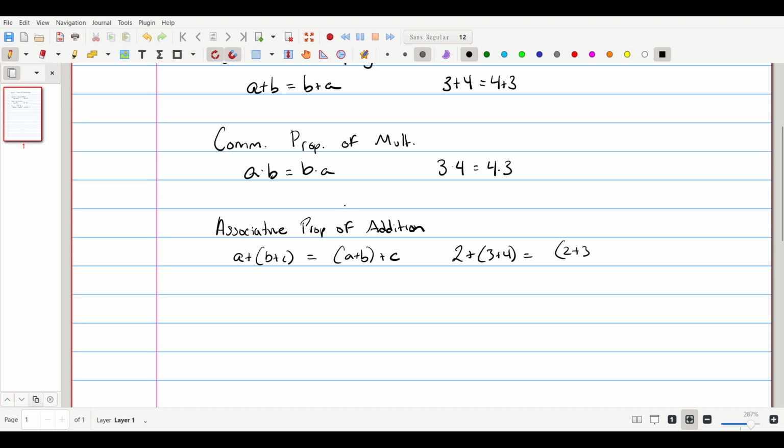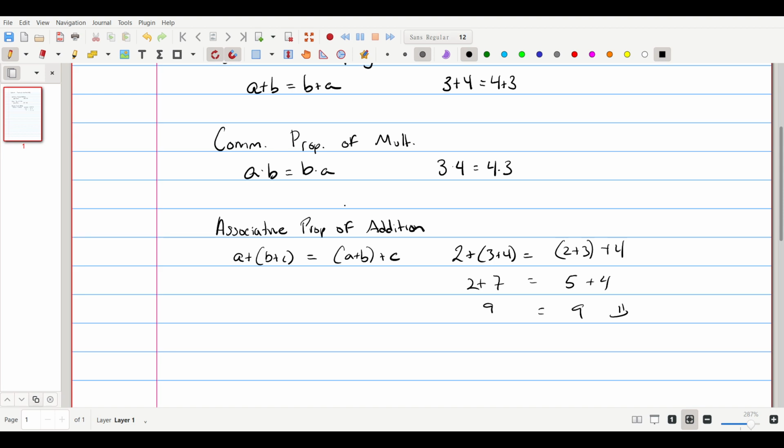So for instance, 2 plus 3 plus 4 is going to be the same as 2 plus 3 and then adding 4. If you do 3 plus 4 first, you get 7. You add 2, you get 9. If you do 2 plus 3 first, you get 5. Then you add the 4 and you get 9. And everybody's happy.